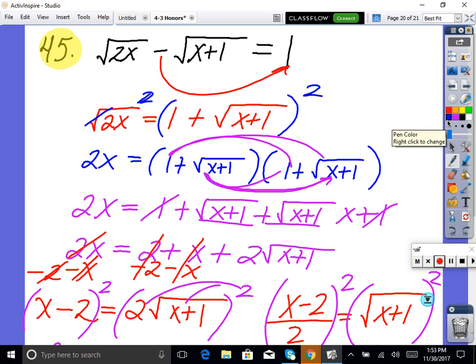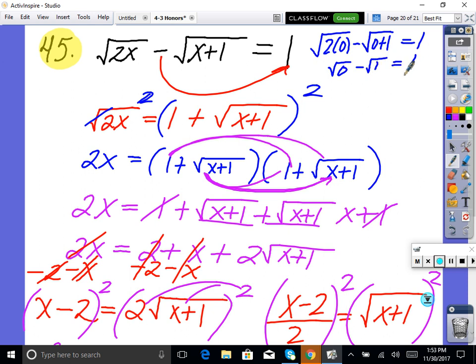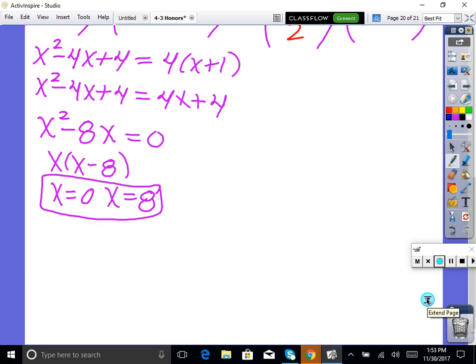So look, the square root of 2 times 0 minus the square root of 0 plus 1, does that equal 1? The square root of 0 minus the square root of 1, does that equal 1? 0 minus 1 equals 1. Negative 1 does not equal 1, so we've got to throw out x equals 0. Then 8 worked.